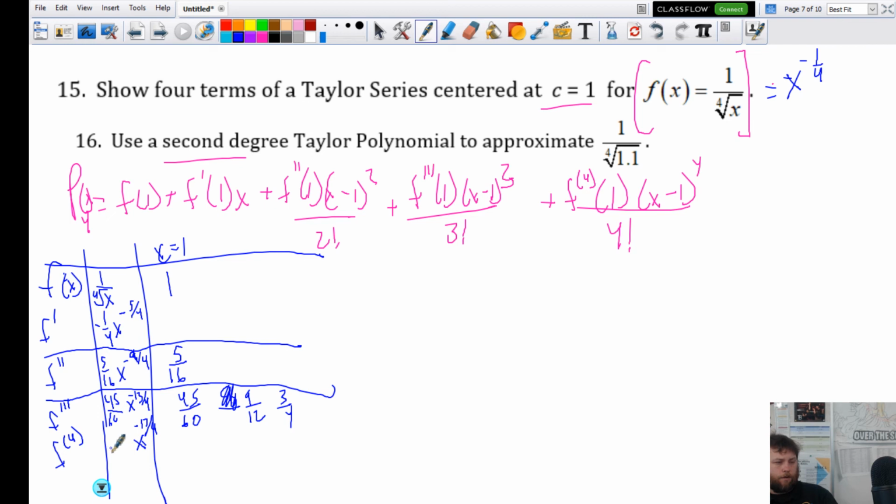13 over 4 could have been negative 39 over 16. It's negative 39 over 16. Oh, is it negative still? They should have switched signs. This is negative. This is positive. Right? Oh, this was negative 1/4. Positive, negative, positive. I skipped this one.